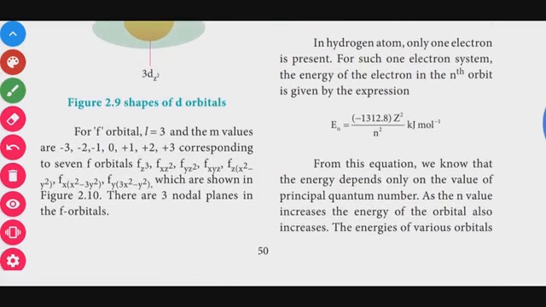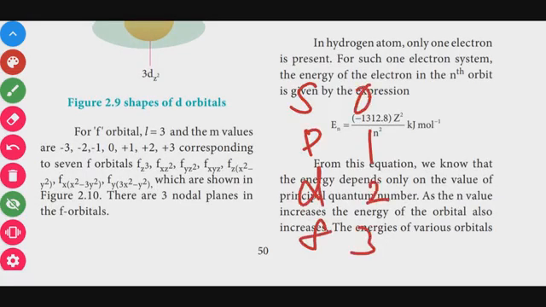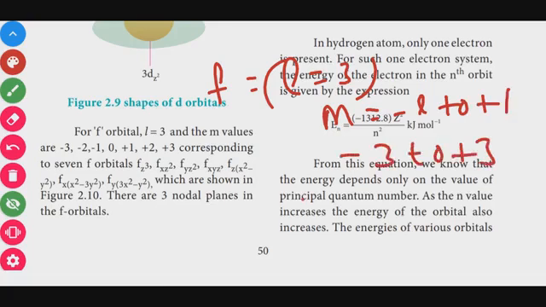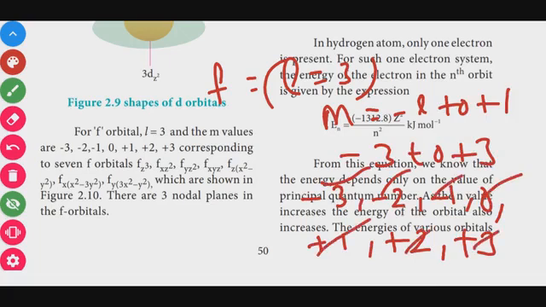Next, the f orbital. For the f orbital, as told, there are s, p, d, f with values 0, 1, 2, 3. For the f orbital the l value is equal to 3, and the m value will be minus l to plus l, which is minus 3 to plus 3: minus 3, minus 2, minus 1, 0, plus 1, plus 2, plus 3. So how many designations? 1, 2, 3, 4, 5, 6, 7 designations. So 7 types of orientation are possible.